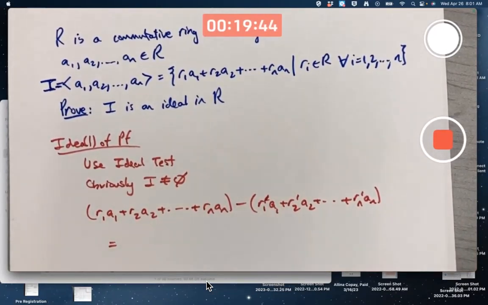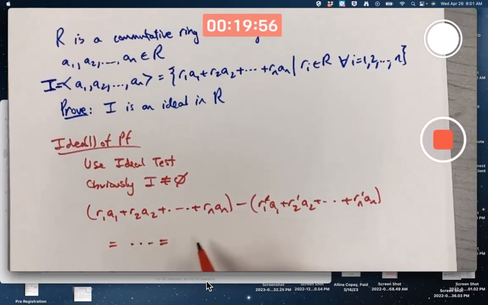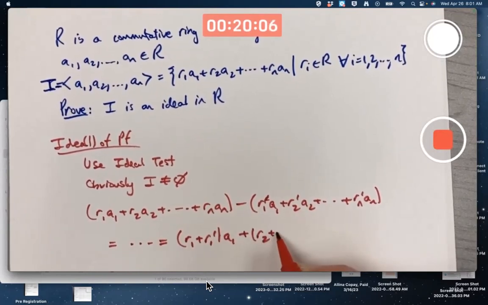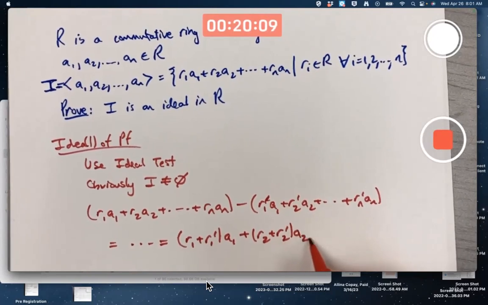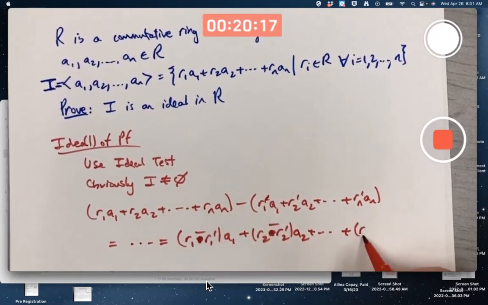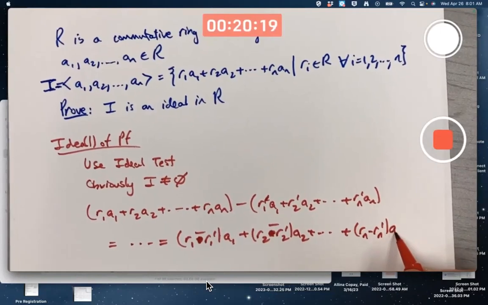And addition, meaning subtraction, subtraction as adding additive inverses is commutative. You can rearrange things, use the distributive property. Ultimately, you can factor out the A's out of each term. You get R1 minus R1 prime times A1 plus R2 minus R2 prime times A2, etc. Oops, with minus signs, sorry. Through Rn minus Rn prime times An.